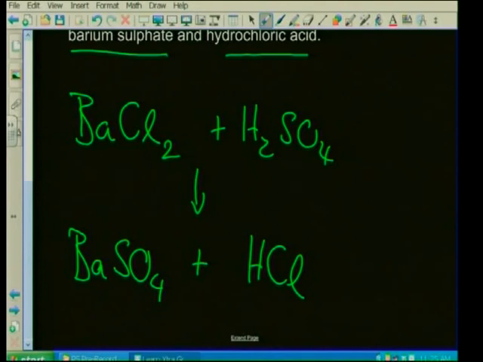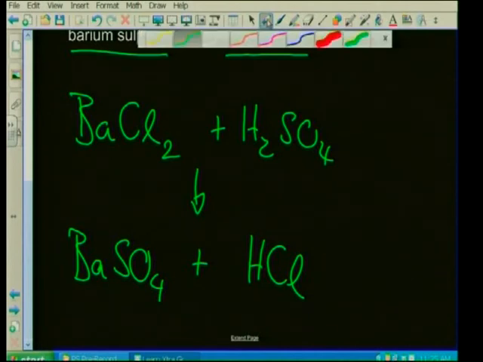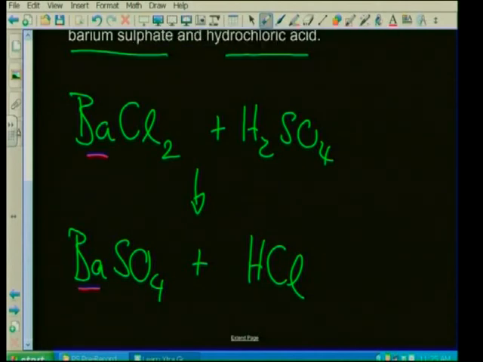And we'll put the arrow over there. The arrow would normally all go on one line. So now we're going to balance the equation. Let's check the number of bariums that we've got. We've got 1 barium in the reactant, and we've got 1 barium in the product.